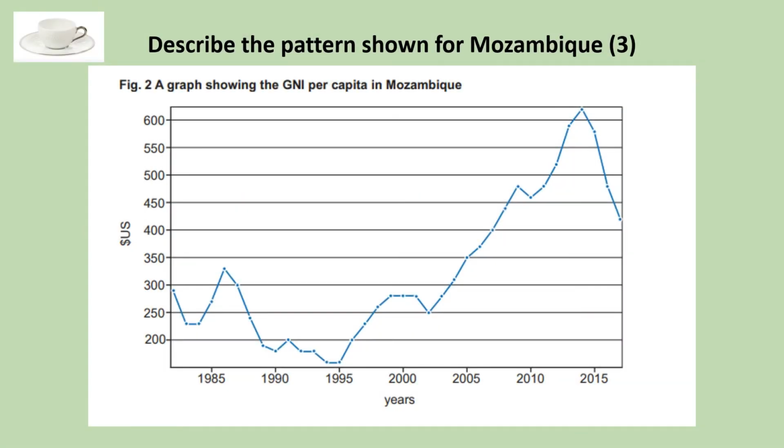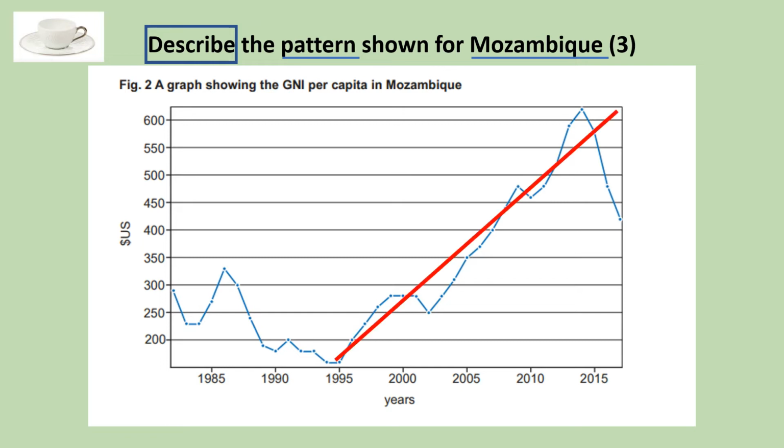I first need to start by bugging the question, so I'm going to put a box around my command word, which in this case is describe. After that, I'm going to underline the key info, which is pattern for Mozambique, and I'm looking at how there's a positive trend, a clear one, between 1995 and 2015, and that's what I'm going to use as my trend.